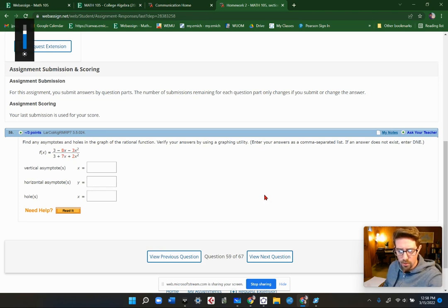Hello, we're going to do one where you find a hole in a rational function. We know how to find the vertical and the horizontal asymptotes. This is not terribly difficult. It's just something we didn't talk about. So this is the example I'm going to do. It's just like 59 in your homework, only again, the numbers might be a little different.